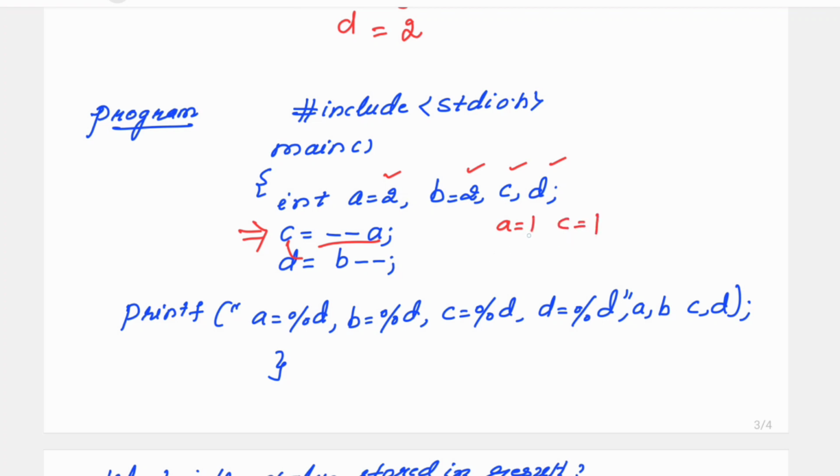Fine, first you are decrementing the value for A. So that is why it becomes 1. Then this new value of A is assigned to which variable? C. So now the value for C is also equal to 1.